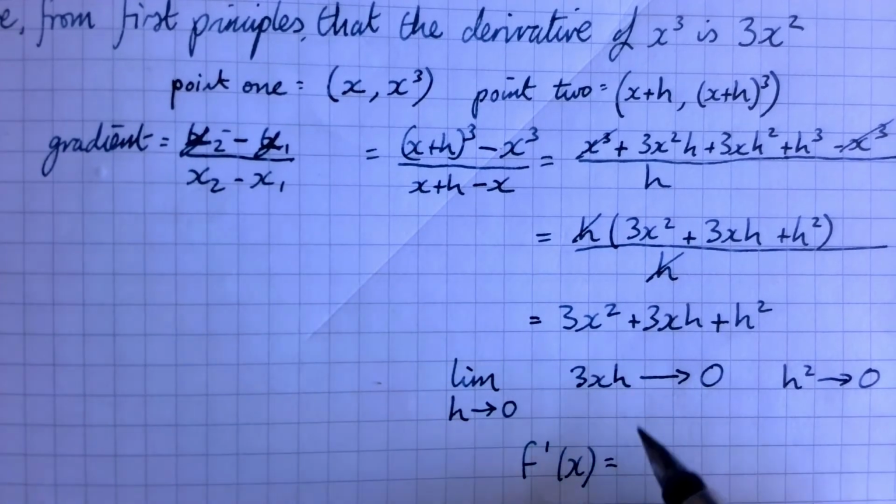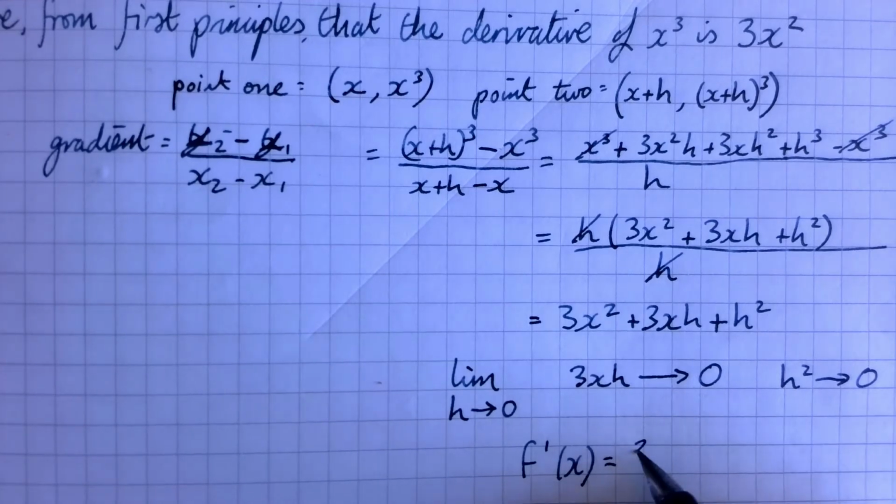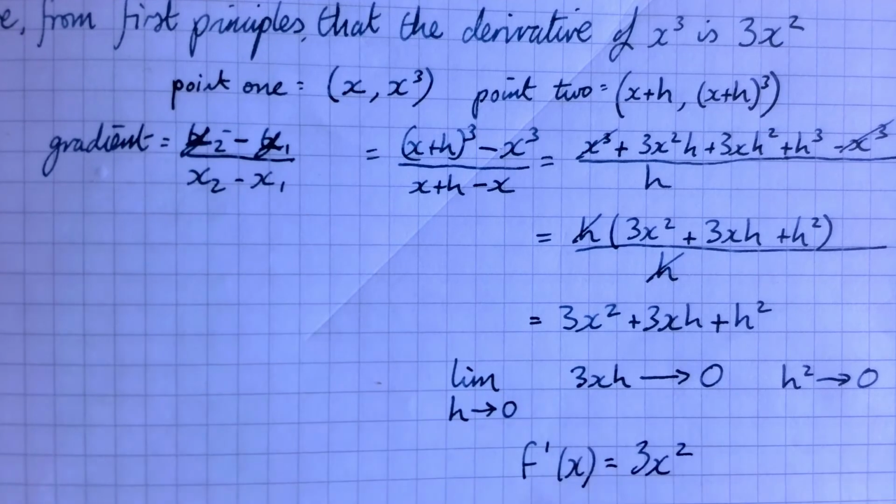So we call that the derivative, which becomes 3x squared. And that's it. That's done.